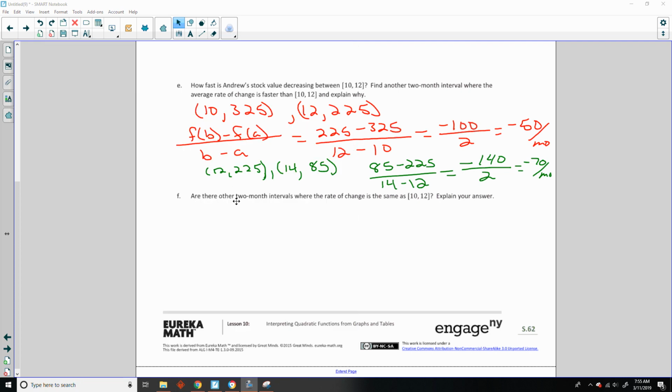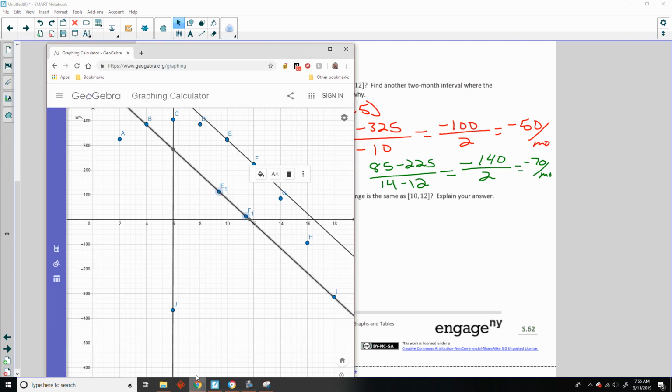Now looking back at this, are there other 2-month intervals? So there aren't any other 2-month intervals. There's longer intervals. Okay, this interval here is a distance of 4 months. This is 6 months. This is 8 months. But there are no other 2-month intervals, in other words, between 2 points that has the same slope or rate of change. So the answer is no.